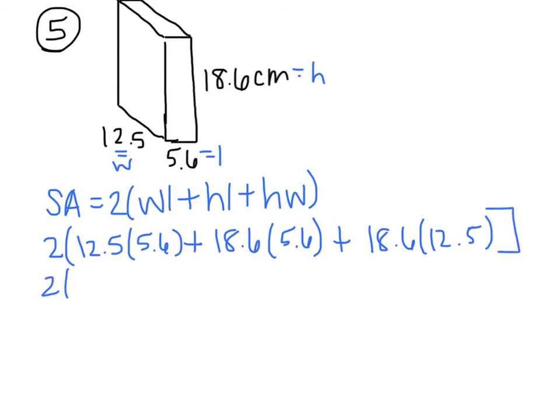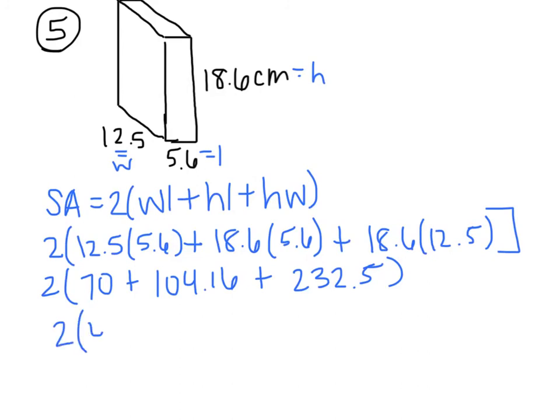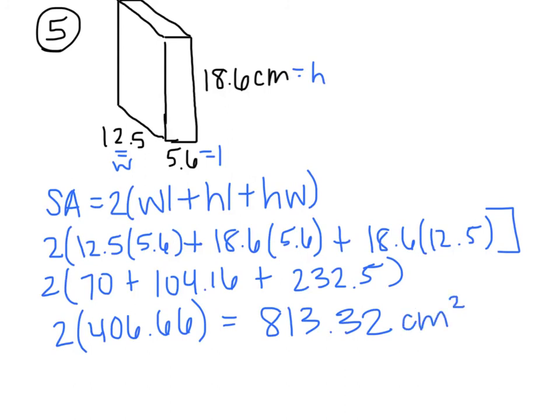So we have 2 times 12.5 times 5.6, which is 70. 18.6 times 5.6, which is 104.16. 18.6 times 12.5 is 232.5. Now let's add these all together. And that is going to give us 2 times 406.66, which equals 813.32 centimeters squared.